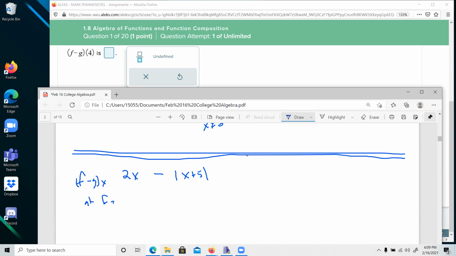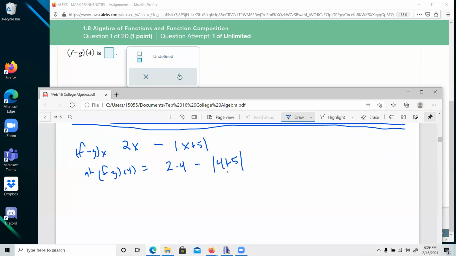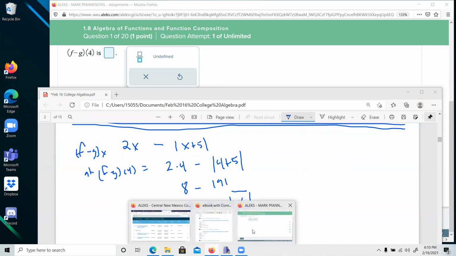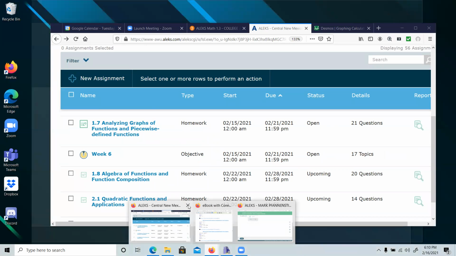At f minus g of 4, we have 2 times 4 minus the absolute value of 4 plus 5. So we just have 8 minus the absolute value of 9. What is the absolute value of 9? It's always the positive. 8 minus 9 equals negative 1. So wait a minute, you have a negative number in there. Let's see, did I keep this? I did.